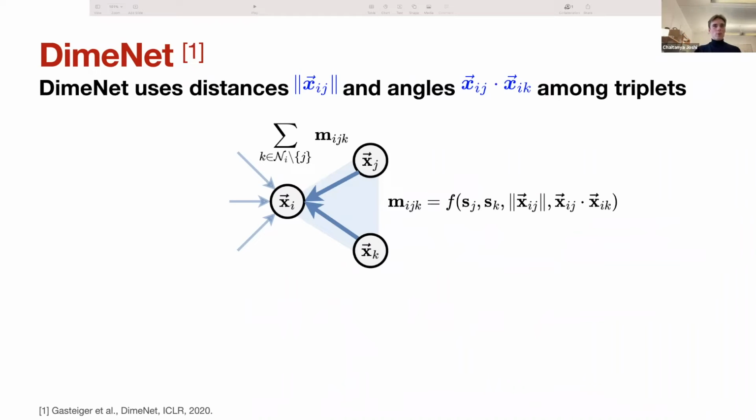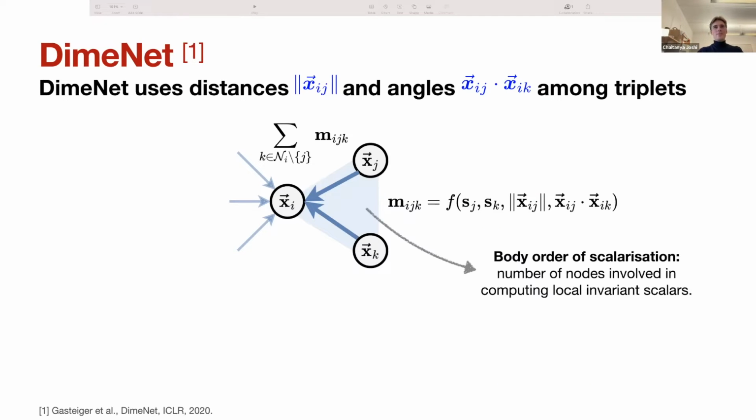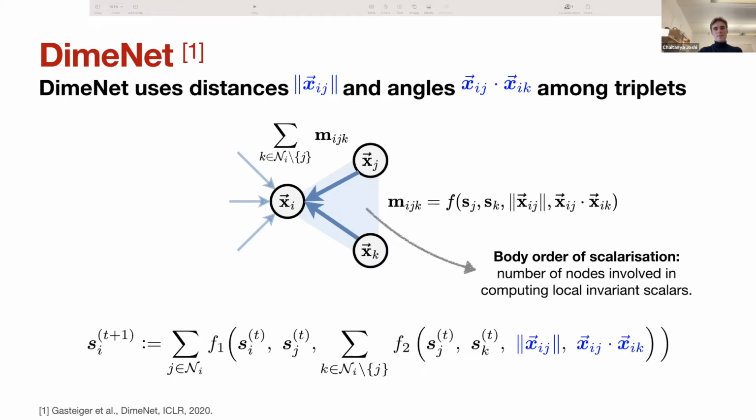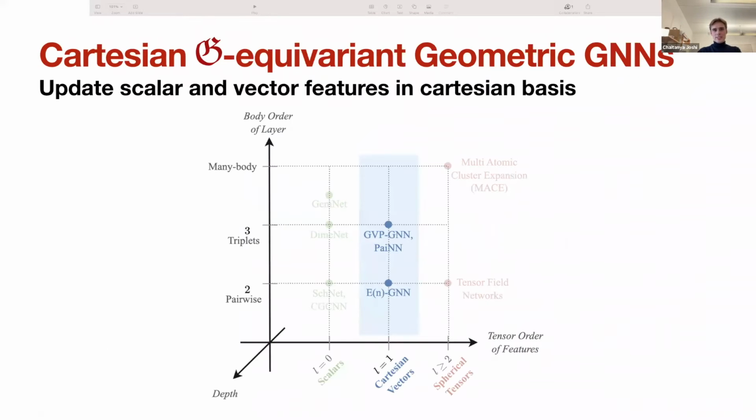If we go one body order higher, if we look at angles as well, then we arrive at an architecture like DimeNet. And the idea here is that we're not only using distances, but we're also using angles in our message passing. And you can see this here expressed in the message function. And then you can go higher, you can add torsion angles, etc. You can add higher order scalar features. This was invariant networks.